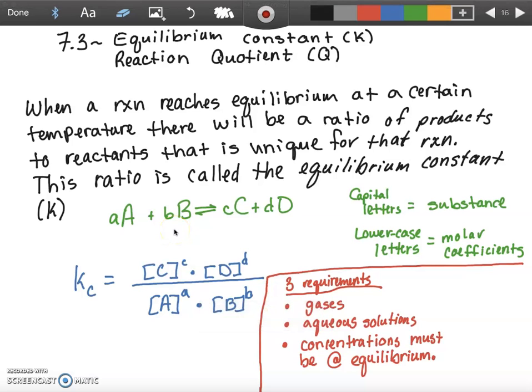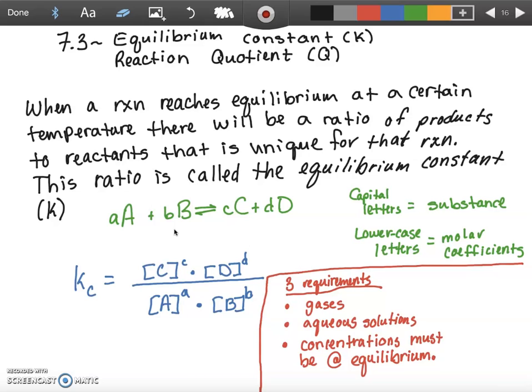This is all about the equilibrium constant and reaction quotient. We talked a little bit about this on Thursday last week as well as Monday this week, but we're now going to go into a little bit more detail about what each of these two concepts are. Now let's start with the most common one. That's going to be the equilibrium constant K.